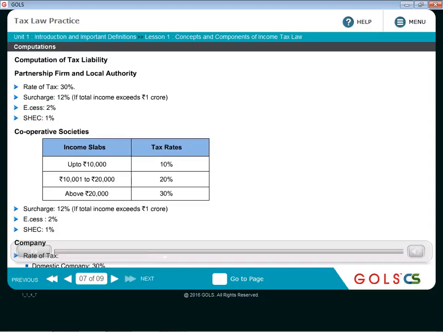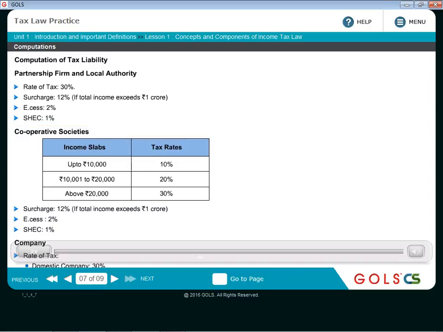Next is tax computation for cooperative society. Again, for cooperative society, the tax computation is slab wise. Up to 10,000, the tax rate is 10%. 10,000 to 20,000, the tax rate is 20%. And above 20,000, the tax rate is 30%. That is how the tax liability will be computed for cooperative societies.